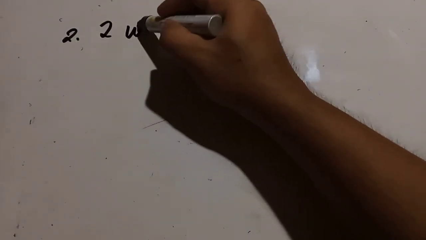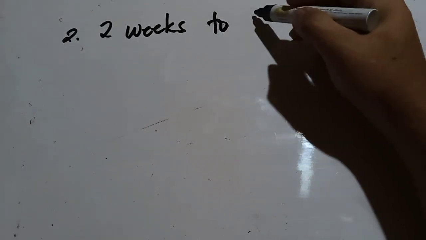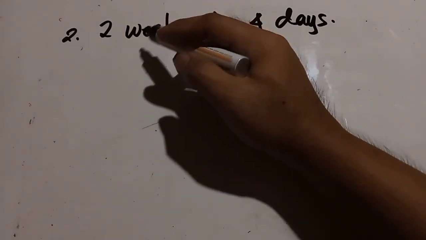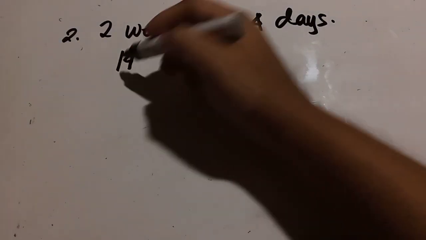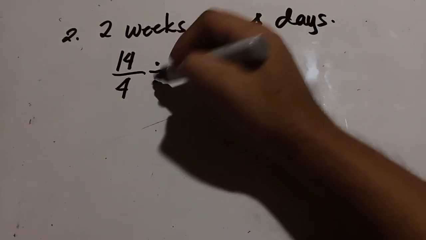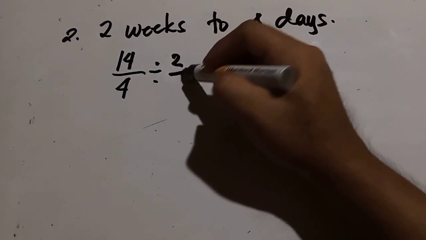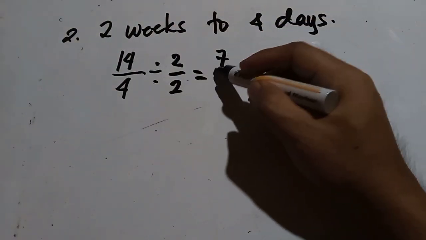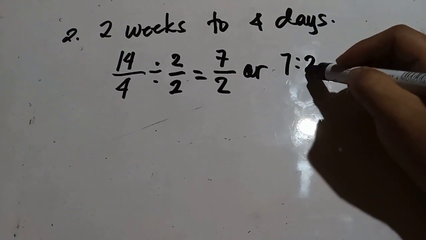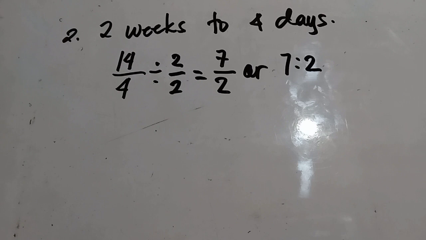Number 2, 2 weeks to 4 days. Okay, now, ang ating problem is 2 weeks to 4 days. So now, 2 weeks, as you can see na ang ating units ay hindi pareha. So ating convert into days. How many days in 2 weeks? That is 14 days. Okay, so in 4 days, we have 14 over 4. Ayan, simplest form natin. Divide both sides by what? By 2. Okay, so 14 divided by 2, that is 7. Over 4 divided by 2, that is 2. Or we can write it as 7 is to 2. Nakuha.